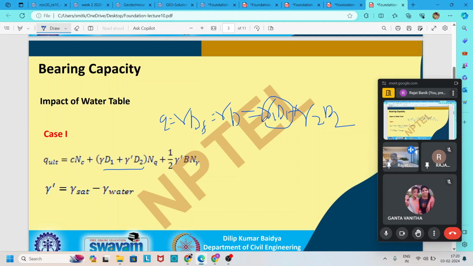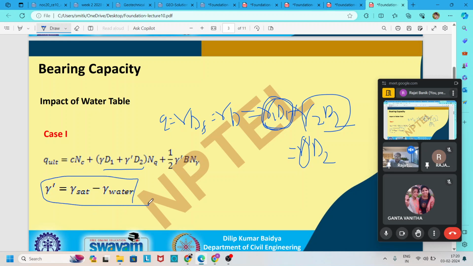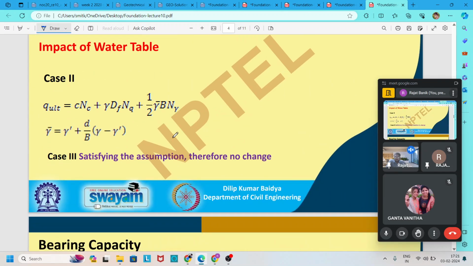Gamma 1 D1 is the previously present soil without water table, and gamma 2 D2 is equal to gamma dash D2, where gamma dash is the submerged unit weight of the soil, given as the saturated unit weight minus the unit weight of water. Based on this formula, we can easily find the modified bearing capacity if the water table is present.